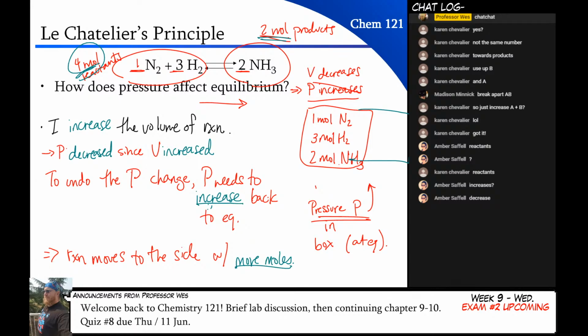What if I had a reaction where the number of moles on both sides was the same? So like I had 2 and 2. If that was the case, then pressure wouldn't do anything. I could pressurize it all I want, or I could expand the volume all I want. It doesn't shift in any direction because the number of moles is the same. It wouldn't fix the problem, so it just lives with it.